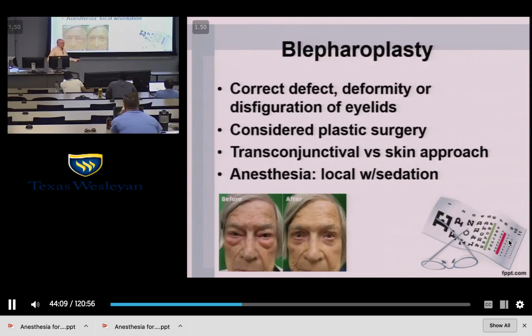All right. So a blepharoplasty can be performed to correct a defect, a deformity, or a disfiguration of the eyelids. It is considered plastic surgery unless the skin is affecting the patient's vision. Okay? There's a couple of approaches that they may take, the transconjunctival approach versus the skin approach, and I'm not even going to ask you that. Typically, these are done under local anesthesia by the ophthalmologist and sedation by you.